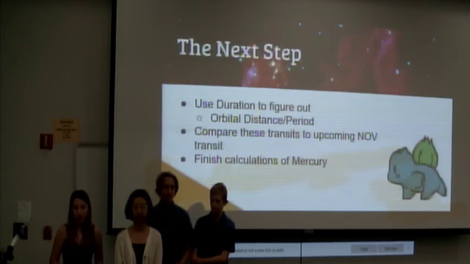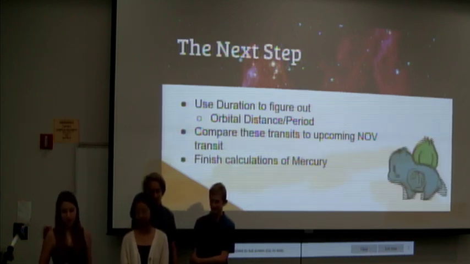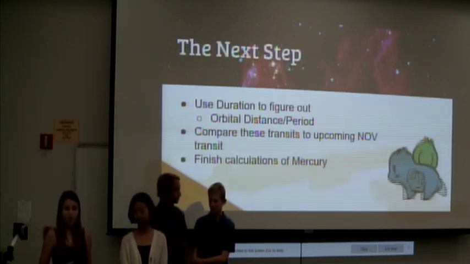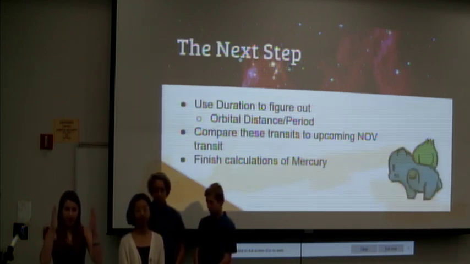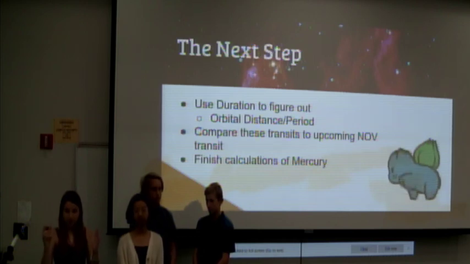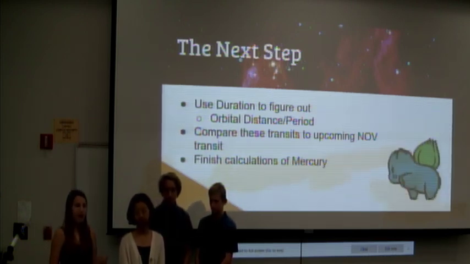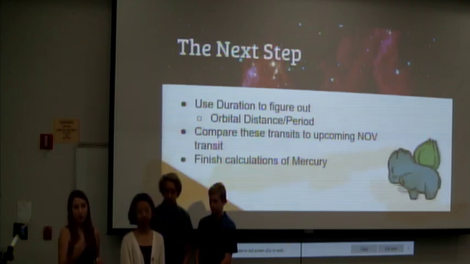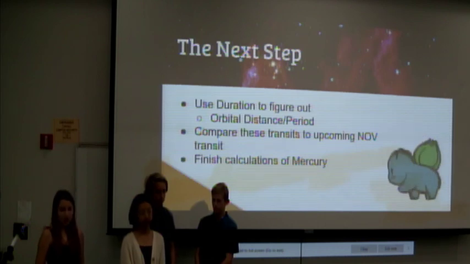So what we would like to do next is use duration to figure out the orbital distance and the orbital period. Since we already used the depth, we want to know, as it transits, can we find the orbital distance and the period? We'd also like to compare these transits with an upcoming Mercury transit coming in November. And we would also like to finish the calculations of Mercury, as he said.